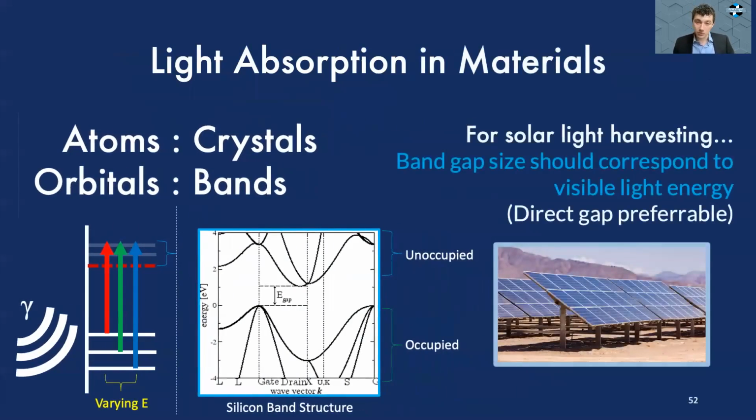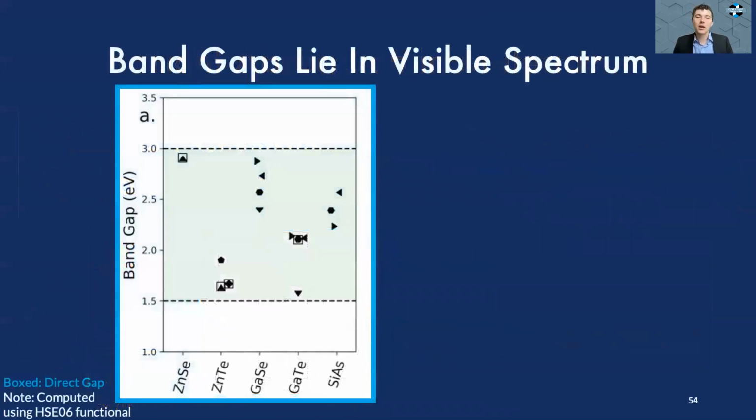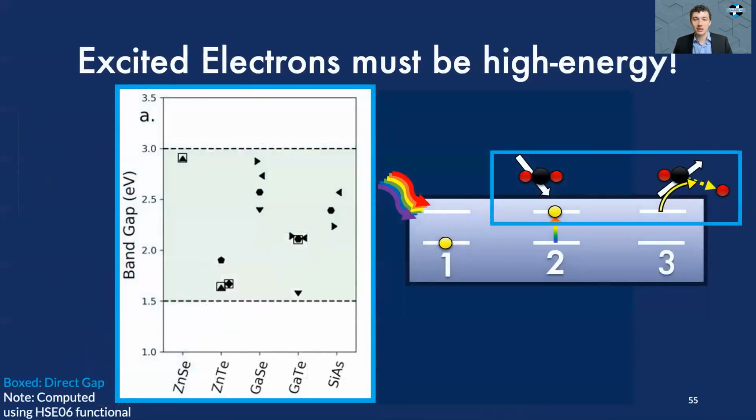In order for light to be absorbed by a material, the energy difference between the occupied states and the unoccupied states needs to correspond to the energy of visible light. And we prefer that they're at the same K point, which is called a direct gap. The good news is that we were able to find that the band gaps all lie within the visible spectrum, and some of them were in fact direct. We took care to do these calculations with a hybrid exchange correlation functional named HSE06, which is known to give better band gaps than the standard PBE-based techniques.